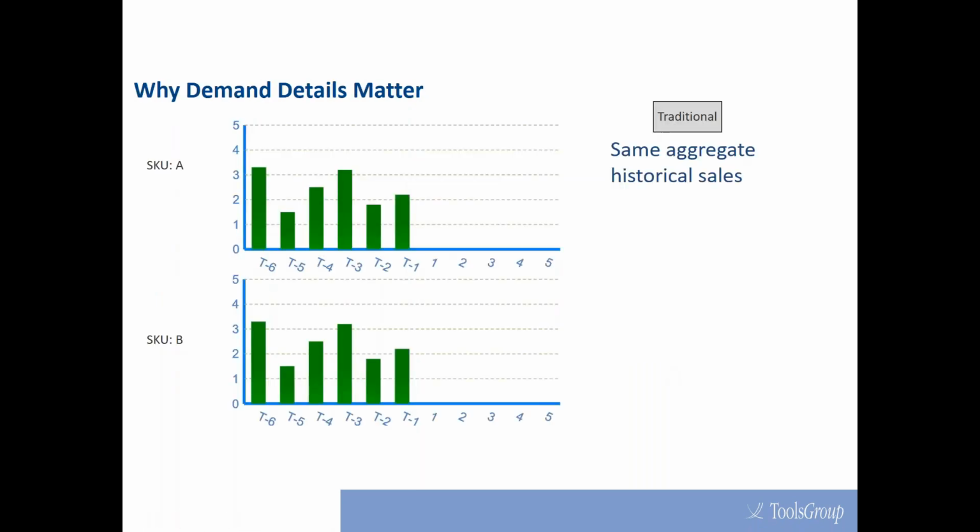So let's set up an example. We have two different SKUs, SKU A and SKU B. In a traditional model, when we aggregate this demand up, they have the exact same aggregate historical sales. So if we build the next slide from a traditional approach, you would imagine they're going to have the exact same forecasting result. But the devil's really in the details here.